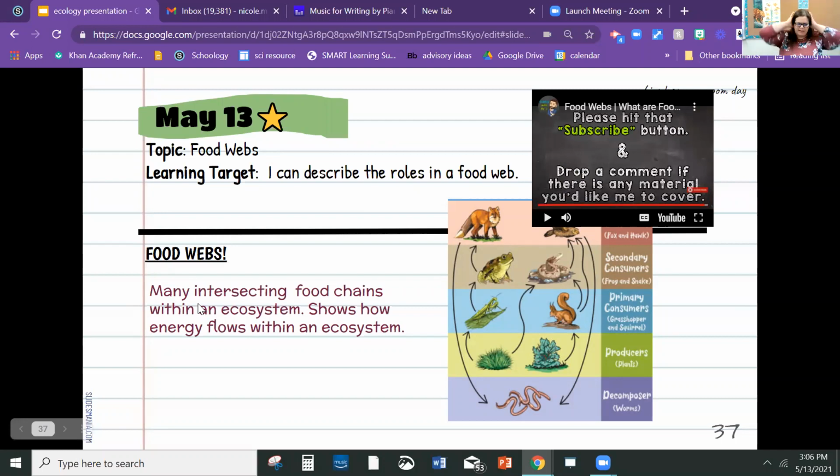So what I defined, or how I defined a food web, is many intersecting food chains within an ecosystem. And the important part that they really emphasized in that video was they show how energy flows within the ecosystem. Okay, so I'll leave this up here for a second if you need to edit or add to your definition. Many intersecting food chains, and they show the energy flow.